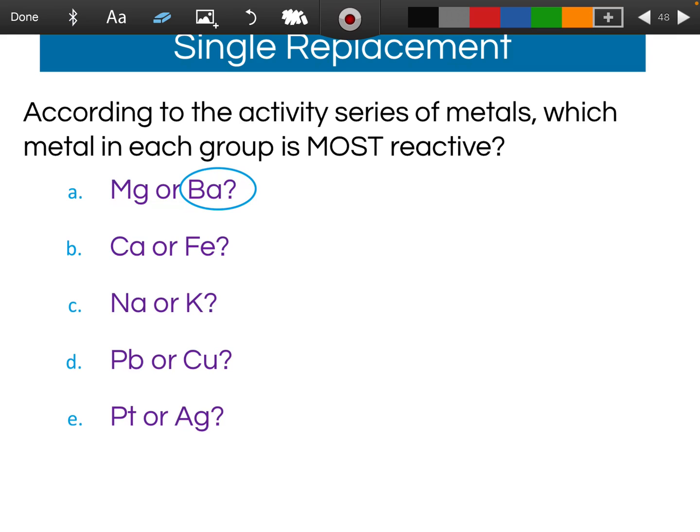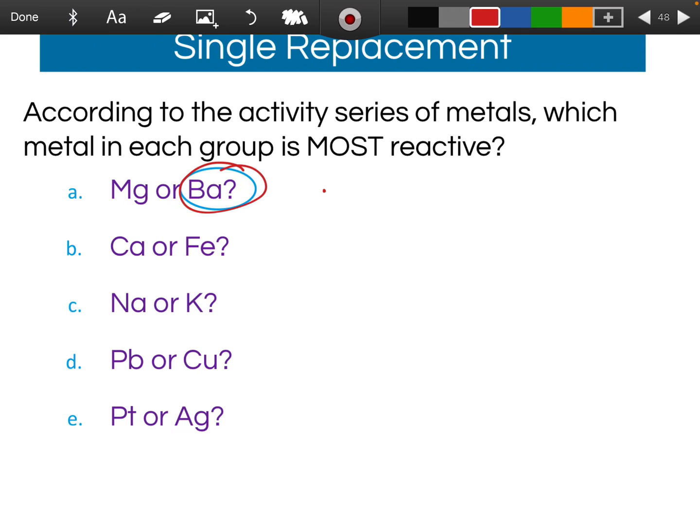Out of these examples, we'll do the first one even though it's done for you. You're comparing magnesium or barium. If you find magnesium on your list, it's in the second box for the activity series of metals. Barium is closer to the top. Because barium is closer to the top of the activity series, that metal is more reactive, and so that is the one that we would circle.